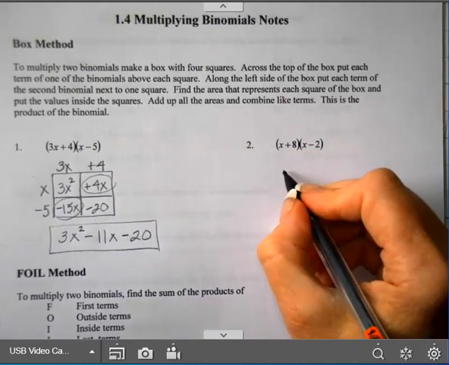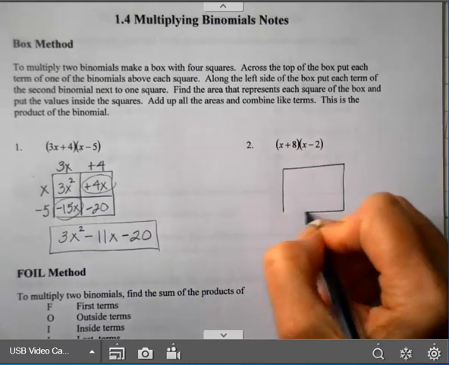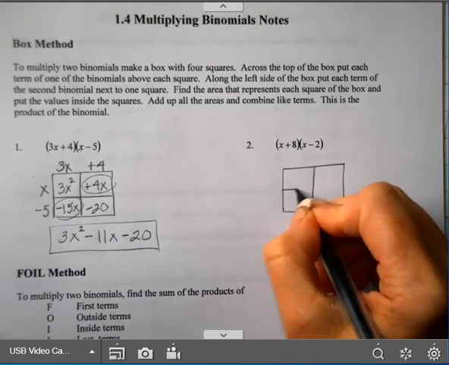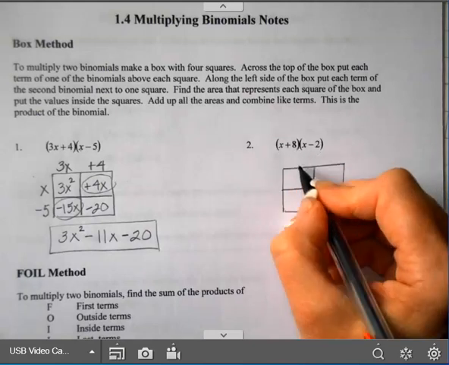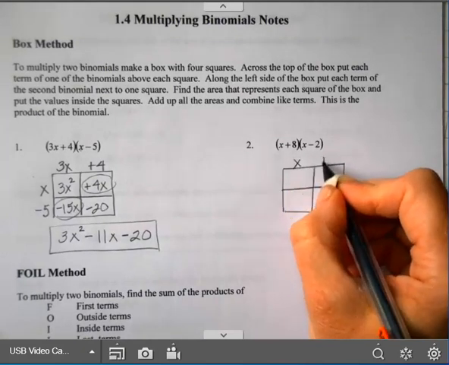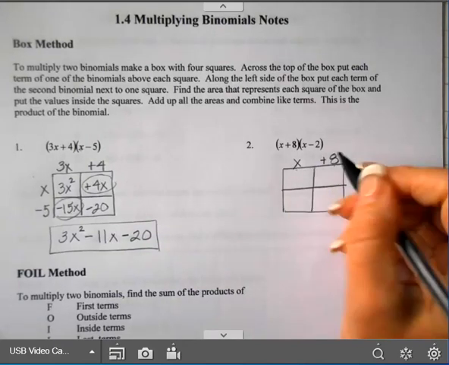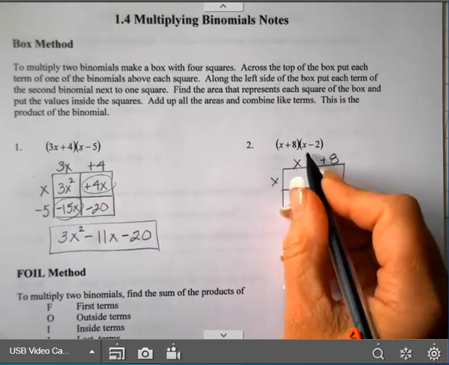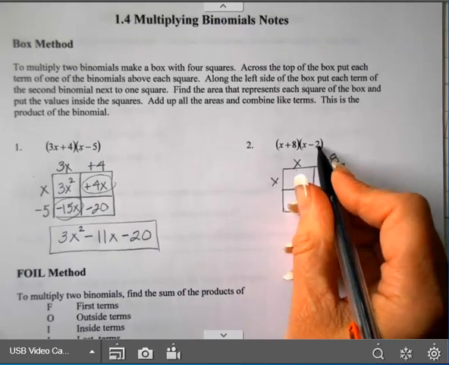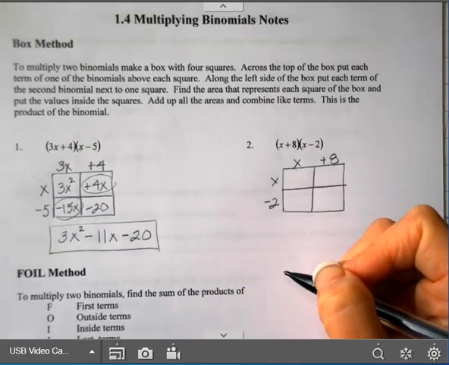Second example. I have my first binomial. I'm going to write it across the top, so write each term above a square, and then on the left side, going down, I'm going to put my other two terms. So I have x and minus 2. That came from my second binomial.